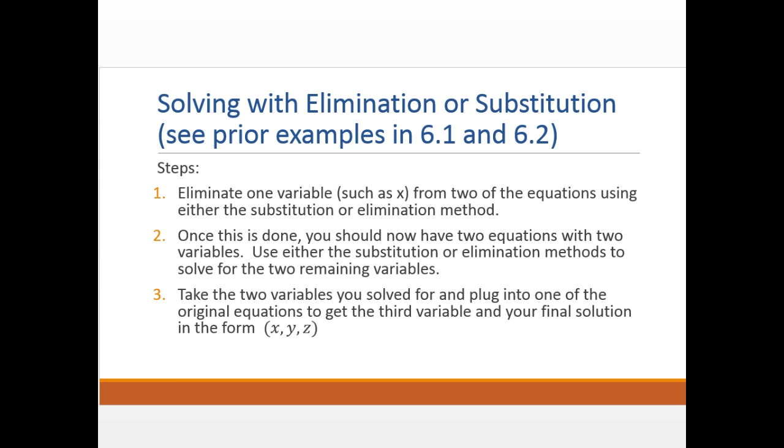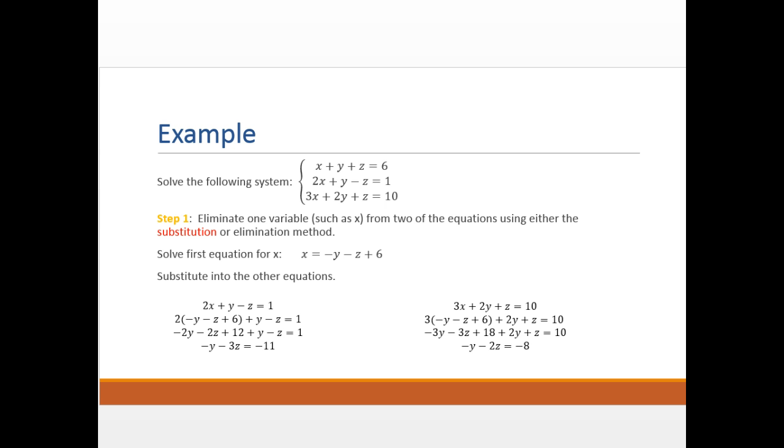Having two equations with two variables, we can go back and apply the substitution or elimination method again and solve for both y and z. And once we know y and z, we can plug back in and get our third one, x, and get a solution in the form x, y, z. Let's look at an example.